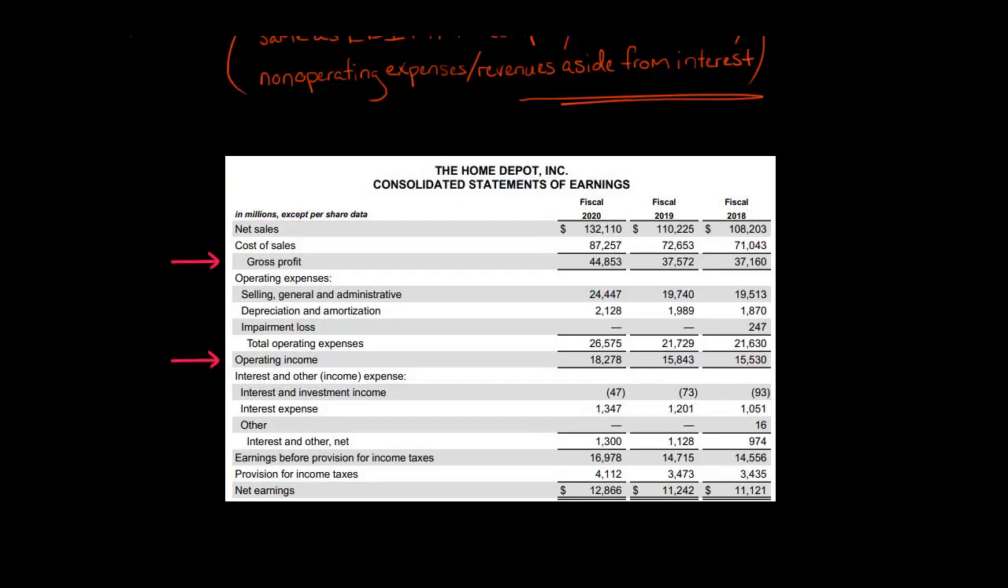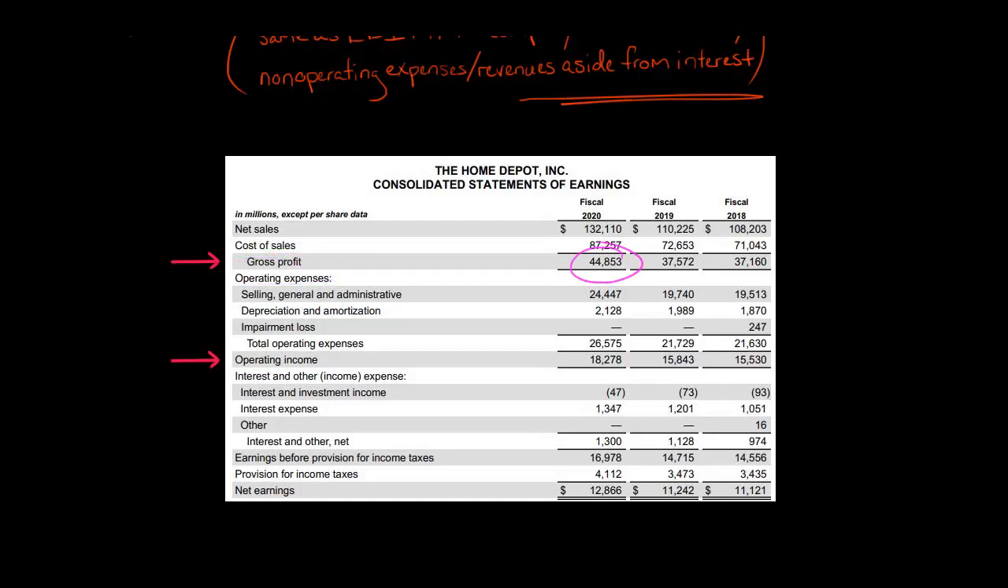Okay. Then we subtract the cost of goods sold. They call it cost of sales, but it's the same thing. So you take the 132 billion of net sales, subtract the 87 billion of cost of sales, and you end up with a gross profit of just shy of $45 billion. Then you take out the operating expenses.